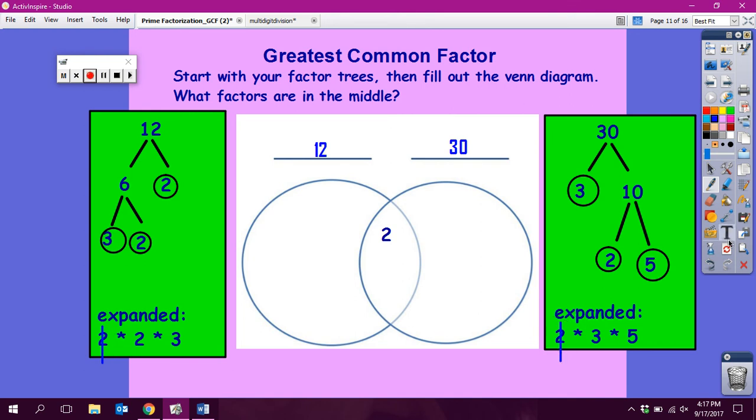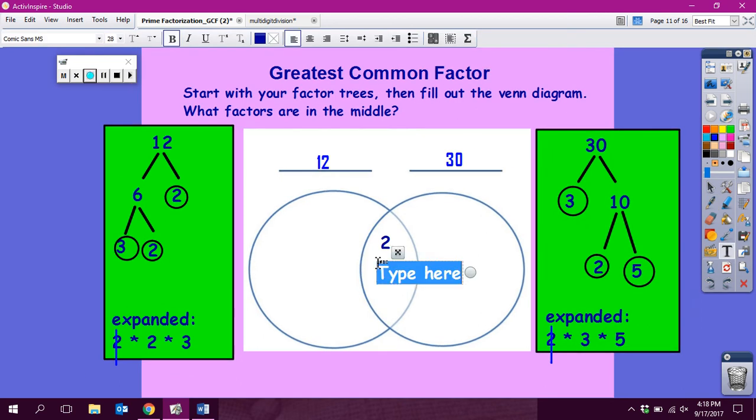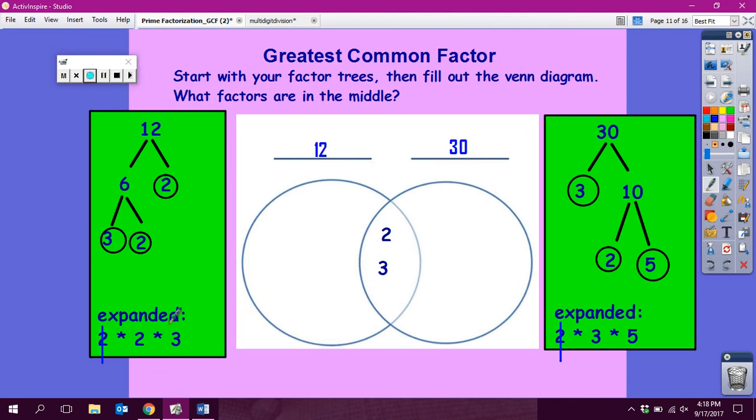Okay, so going on down the list here, I see another 2, but again, there is not another 2 listed in 30's expanded form, so I need to move on. Now I've got a 3. I can see that 30 does have a 3, so I want to list that 1, 3 that they both share in the center. Okay, we're really moving, y'all. So I'm going to cross out that 3 because I've used it.